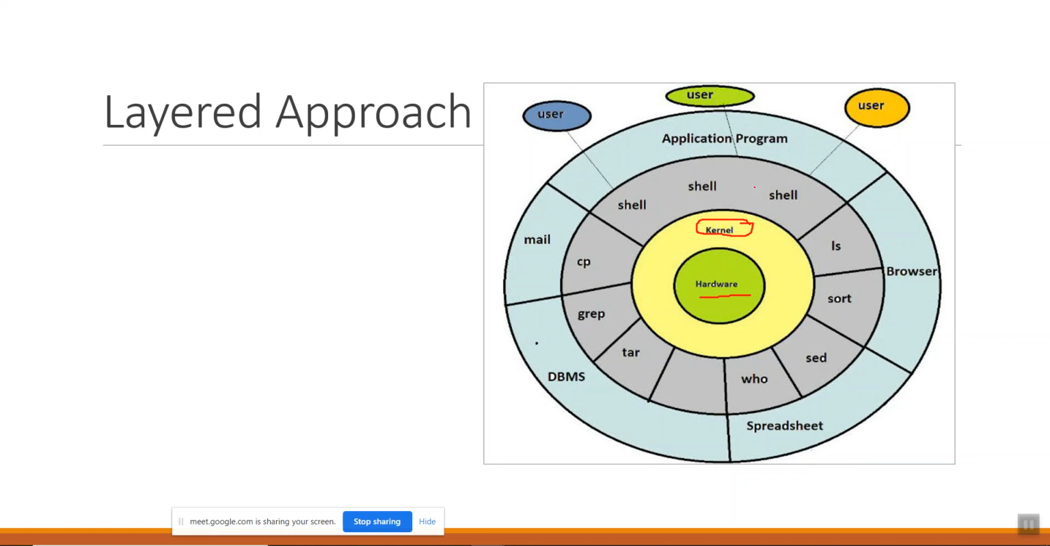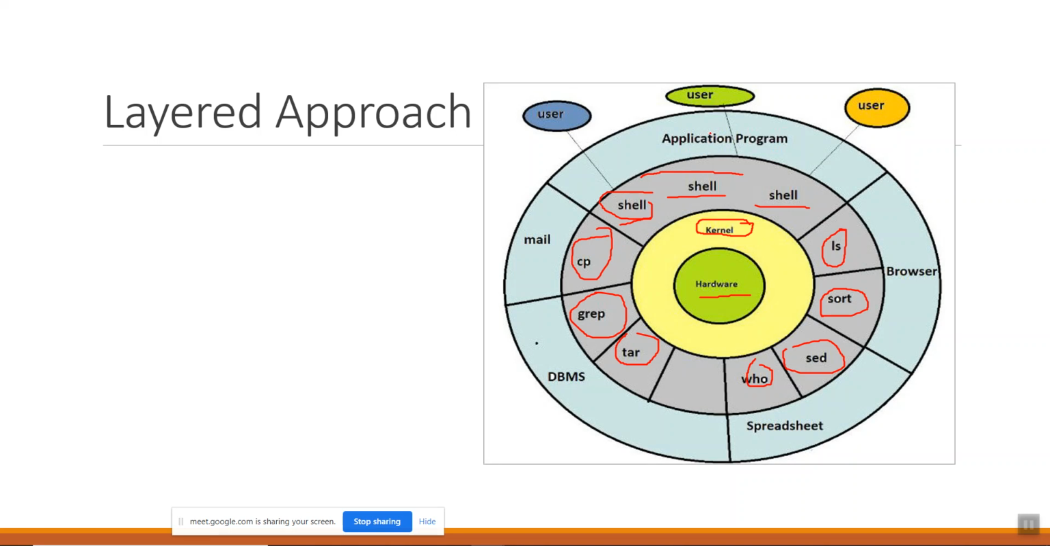Then in the layer above, you can view the shell present here. And then all these commands we use for different purposes to serve our needs, such as ls and sort. Suppose I want to list the files, then I use ls. If I want to sort the files, then I use sort. When I want to see the users who are logged in, that is the who command. When I want to zip the files, I use the tar command. When I want to search for any pattern, I use the grep command. So this is for the copy command. There are a number of commands present in this layer.